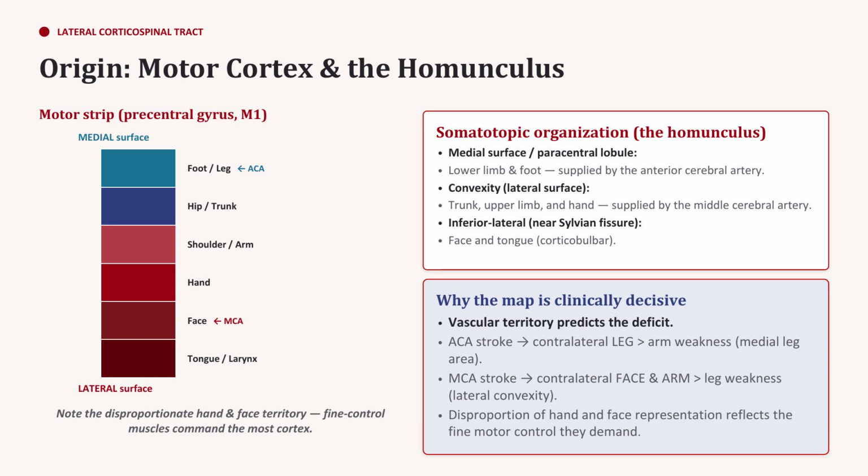Now overlay the blood supply. The anterior cerebral artery feeds the medial surface and the leg area. The middle cerebral artery feeds the convexity, the face and arm. This is why a board vignette that says weakness of the contralateral leg with relative sparing of the face and arm is an ACA territory stroke, whereas contralateral face and arm weakness sparing the leg is MCA. You are reading the homunculus through the lens of vascular anatomy. That single overlay answers a remarkable number of stroke localization questions.